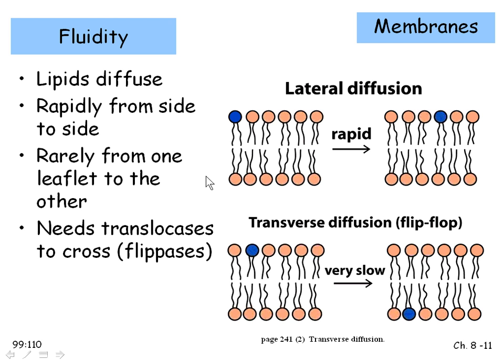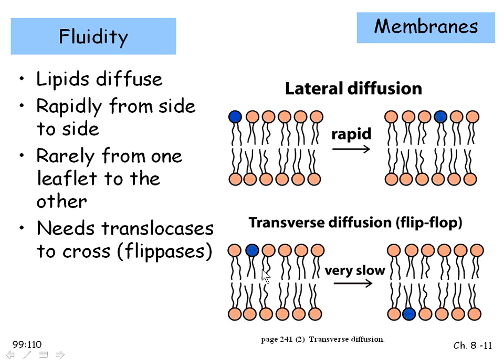The fluidity of membranes means a couple of things. One thing it means is that the lipids themselves can diffuse. They can move by the random thermal energy in the environment. And that diffusion, if it's from one place in the plane of the membrane to somewhere else in the same plane of the membrane, is very rapid. This is called lateral diffusion, side-to-side diffusion.